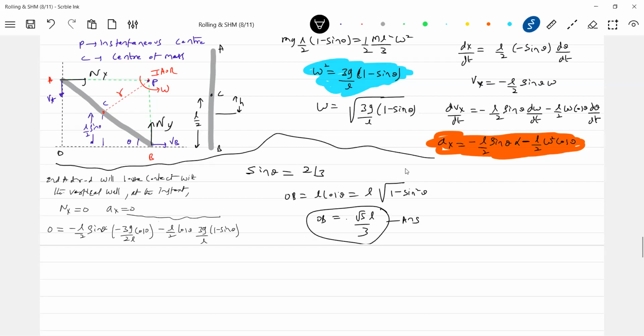When B moves a distance of root 5 L by 3, the end A will lose contact. And this is what happens. We thought that the end will touch O, but it will not happen practically. This is a very important piece of data. Till now, nothing like this was there in advance, so there is a possibility of it being asked. But I think rather than numerical, it's a theoretical idea.